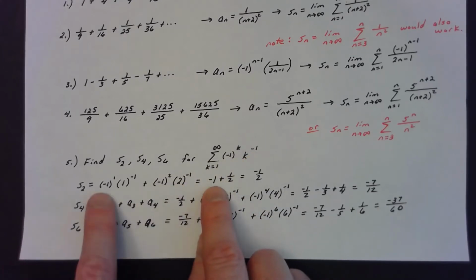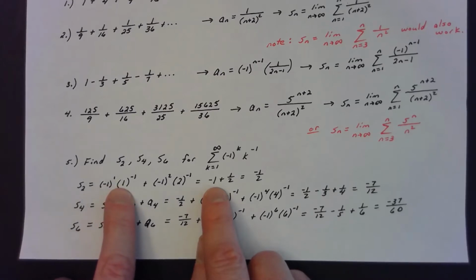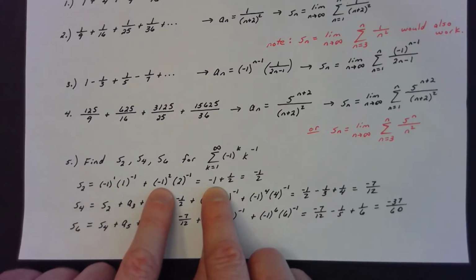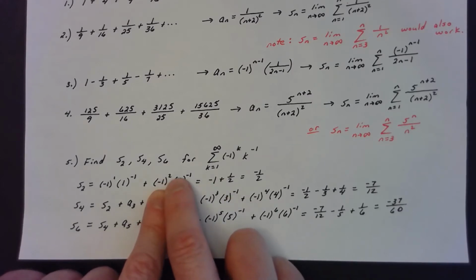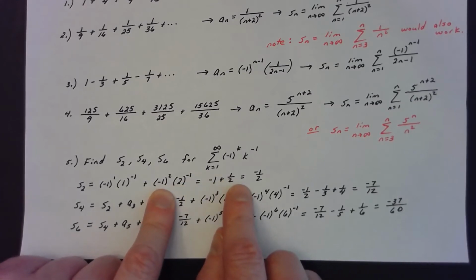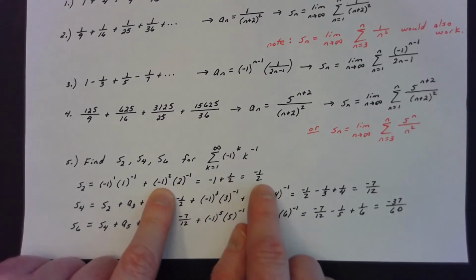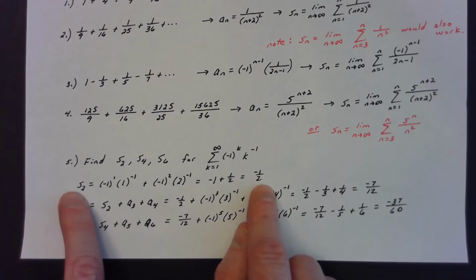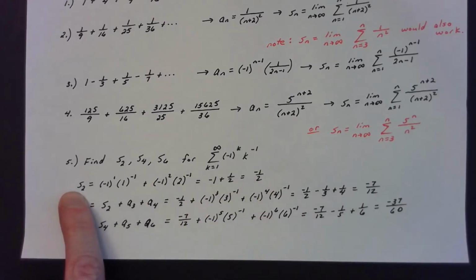Now here I've just simplified this. This is just going to be negative 1 times 1. So I get negative 1 for the first term. My second term I know is going to be positive because I have the negative 1 squared. And I'll have plus 2 to the negative 1 power is plus 1/2. Negative 1 plus 1/2, I can say S sub 2, the sum of the first two numbers, is going to give me negative 1 over 2.